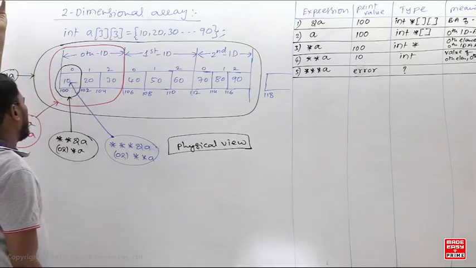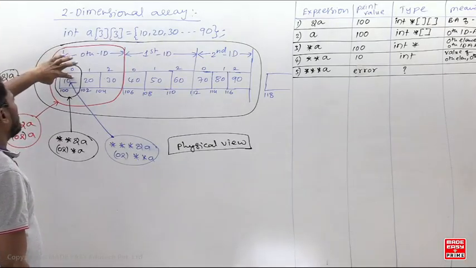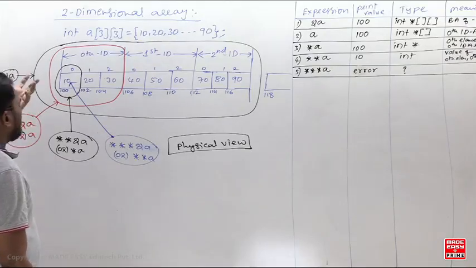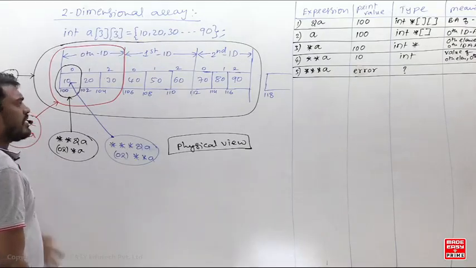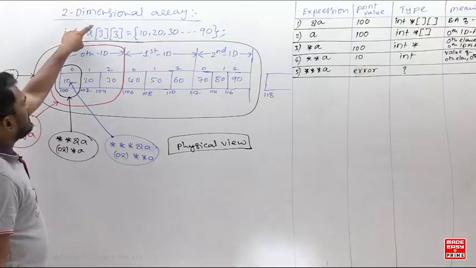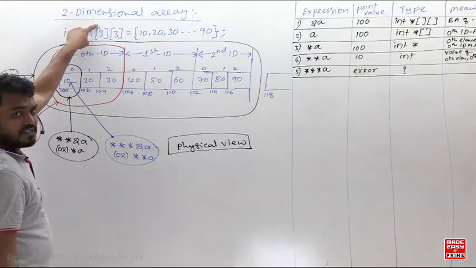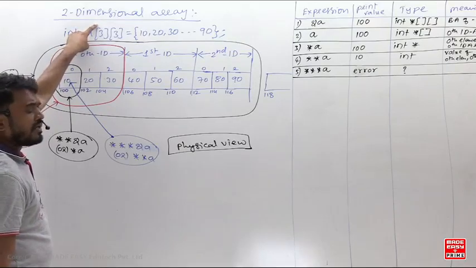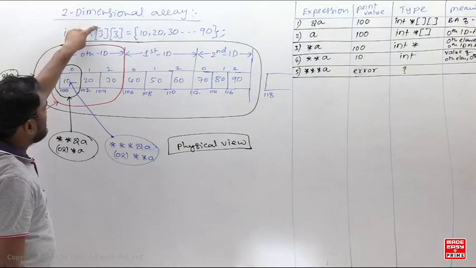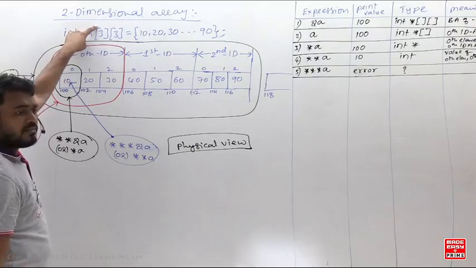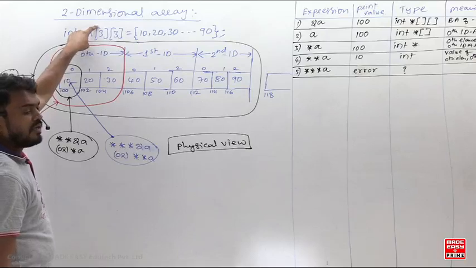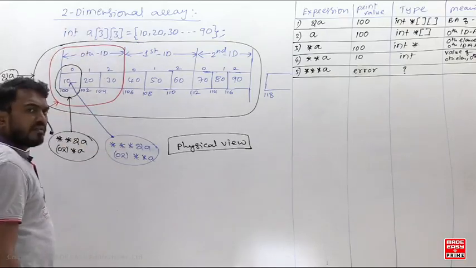Value at the location 10, God knows where it is. We don't know what it is pointing to, so that will give you error. First of all, you cannot access it. You declared it as a 2D array, so it means you can access up to only double star. The declaration says you have two brackets here, so you can access only two levels. Double star is the maximum allowed. If you say triple star, that will give you error.